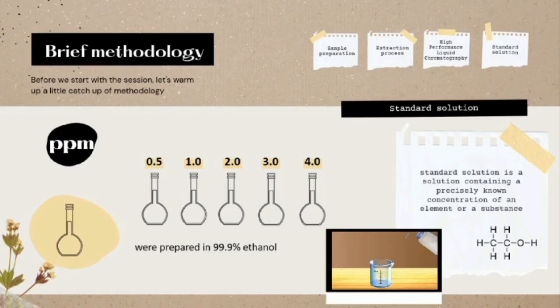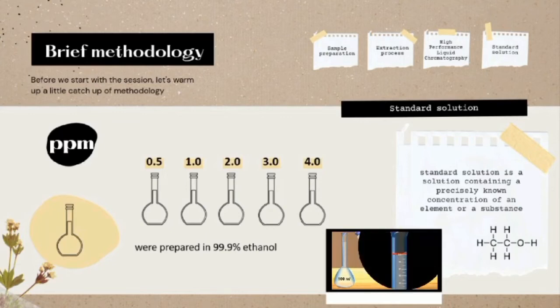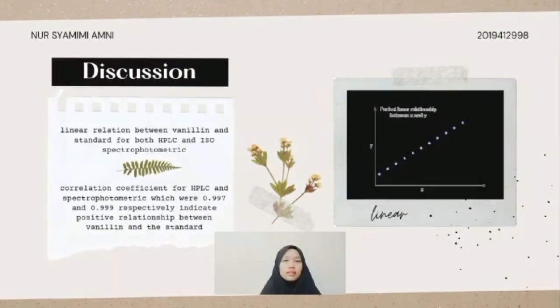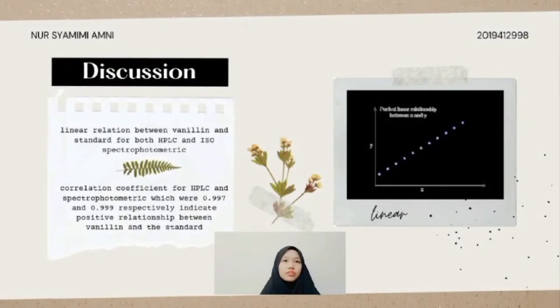A standard solution is a solution containing a precisely known concentration of an element or a substance. The standard solutions containing 0.5, 1.0, 2.0, 3.0 and 4.0 ppm of each standard were prepared in 99.9% ethanol. The vanillin was detected at wavelength 280 nanometer. As the experiment was run for two different methods, two sets of data were obtained by the end of the experiment to compare the accuracy between both methods.